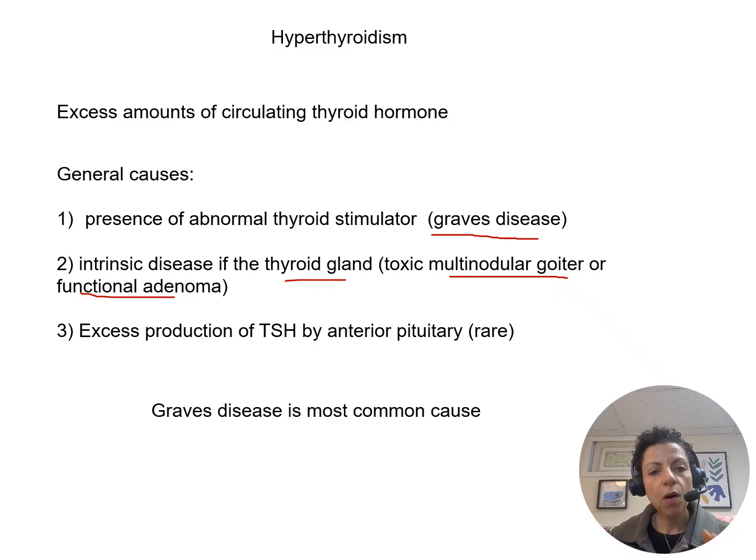And then we can also see excessive production of TSH by the anterior pituitary. This is that thyrotroph adenoma that we talked about earlier. And again, this is very rare. Thyrotroph adenomas are the most rare, but they're going to overproduce TSH. And that overproduction of TSH is going to cause a goiter, and it's going to cause overproduction of thyroid hormone. But of all of these causes, Graves' disease is the most common.